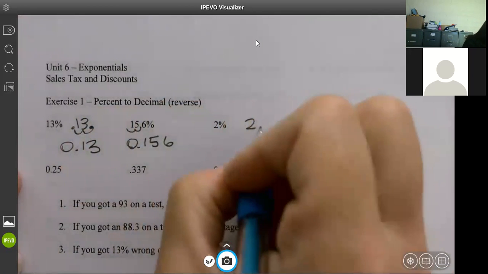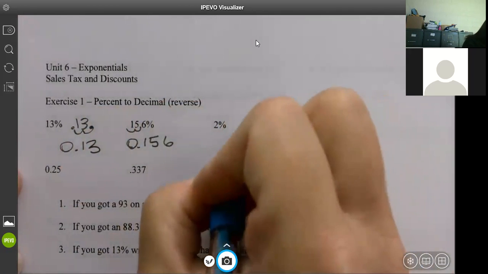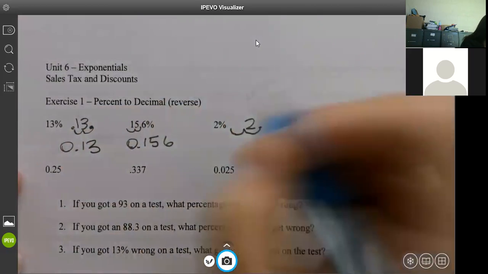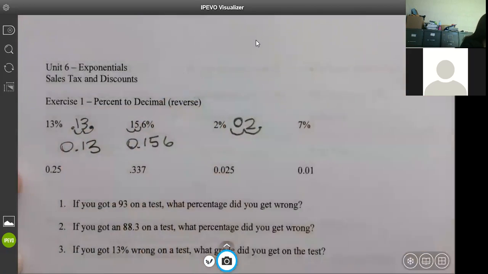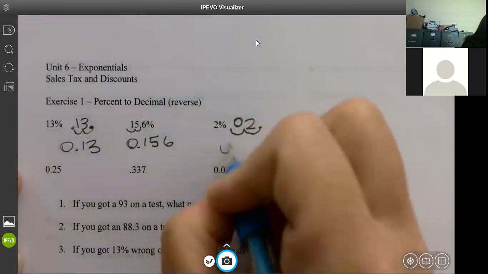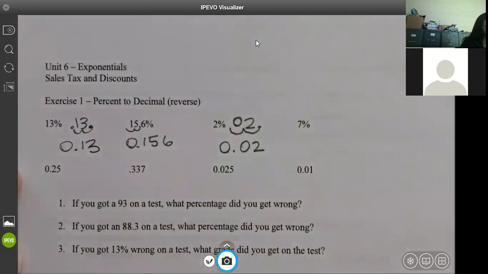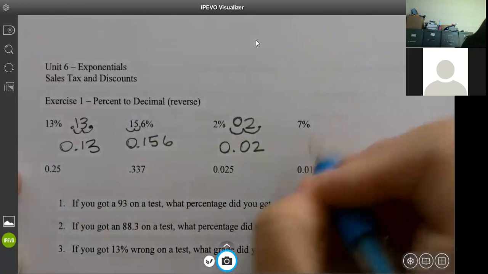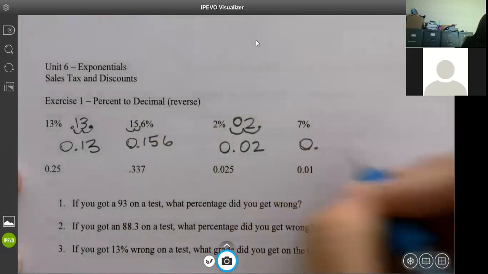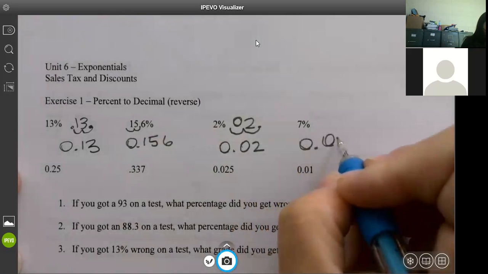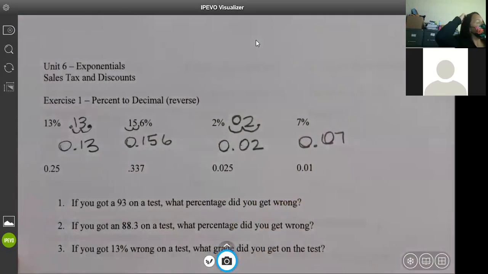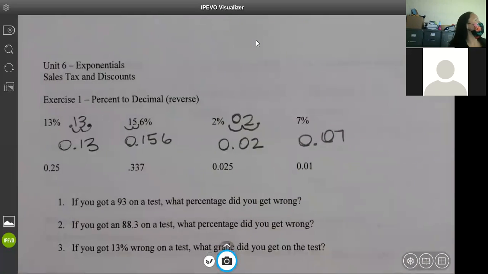Again, your decimal is behind the 2. If you move it over 2 places and there's nothing there, you just fill it in with a 0. So this one is going to be 0.02. So what is 7% going to be? 0.07. Any questions on changing it?